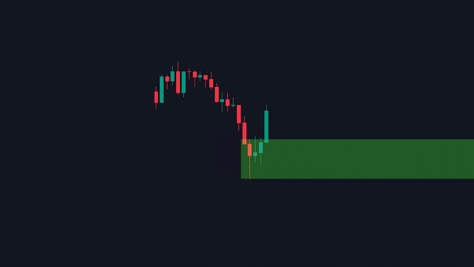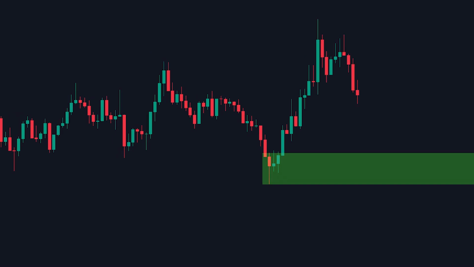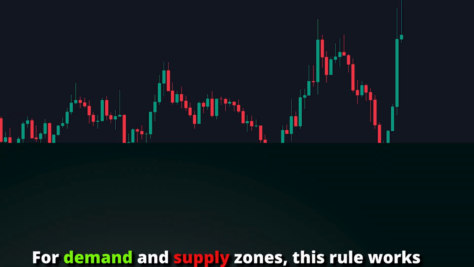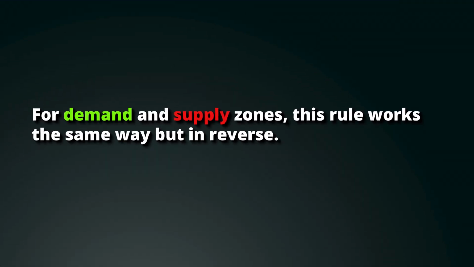Let's quickly go over the rules for marking zones based on highs and lows. We'll use a demand zone as an example. The bottom of the zone is simply the lowest wick of the candle. Whether it's bullish or bearish, it doesn't matter. The top of the zone is usually either a consolidation area or the smallest bearish candle closest to our low. For demand and supply zones, this rule works the same way but in reverse.